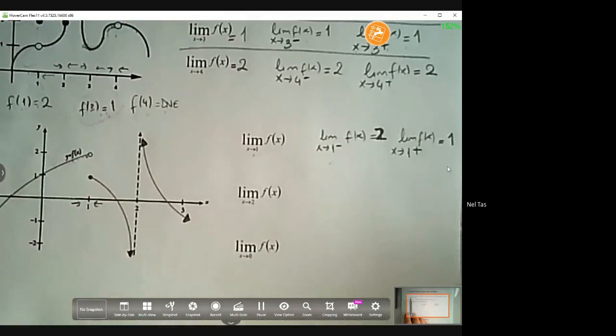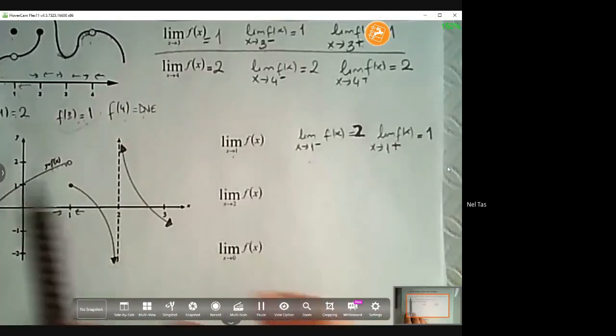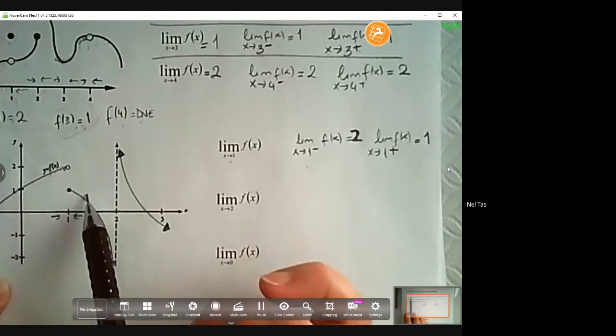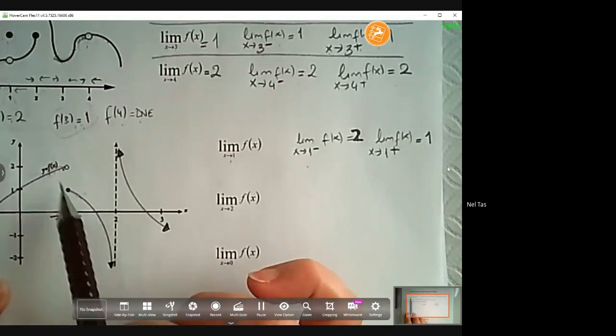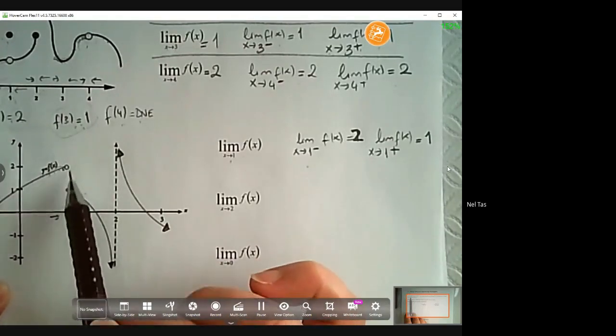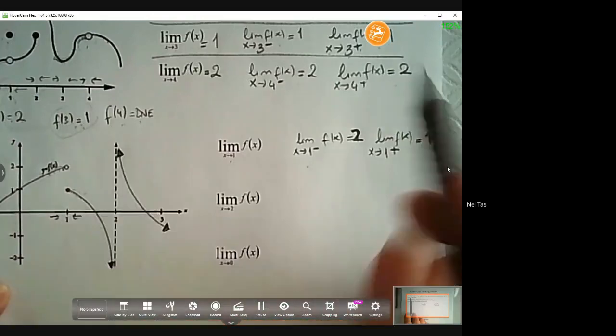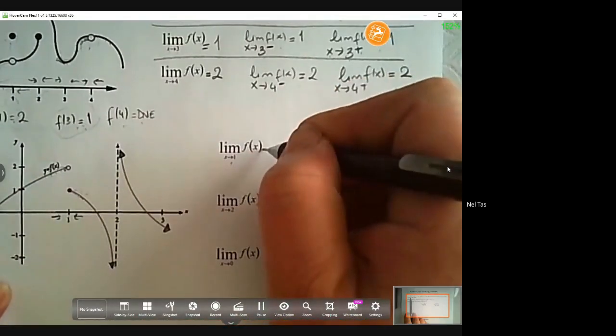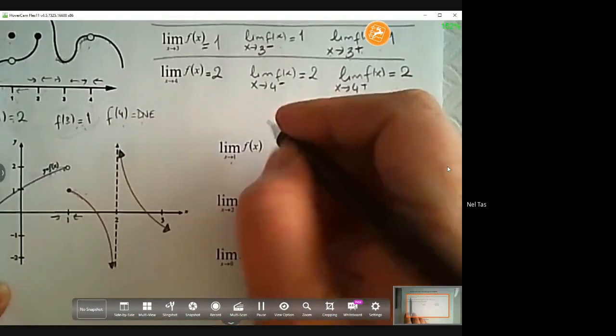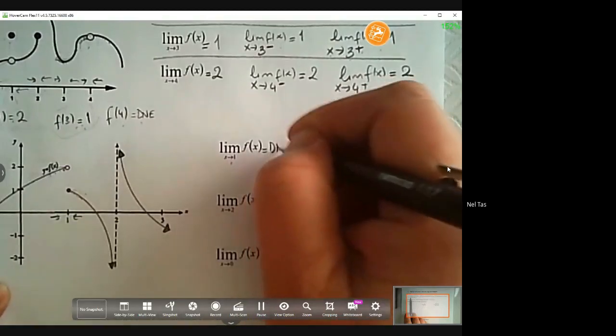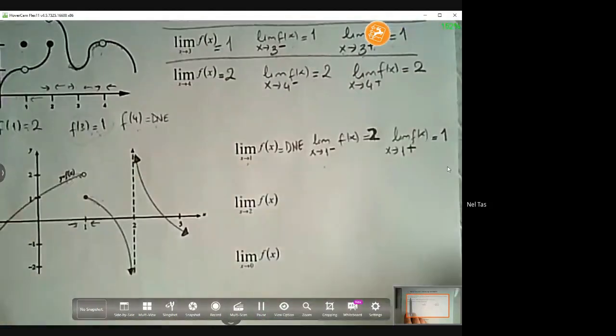Okay. So left side limit is 2. Right side limit is 1. So they are not equal. Okay. Left side limit and right side limit. Therefore, limit of f of x as x approaches 1 does not exist.